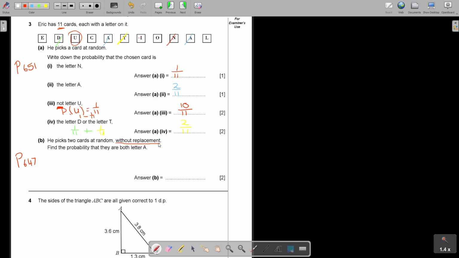Now, you don't have to draw the whole tree, but find the probability for the letter A. How many A's were there? Can you remember? 2 out of 11. So it was 2 out of 11, and that is the first draw.